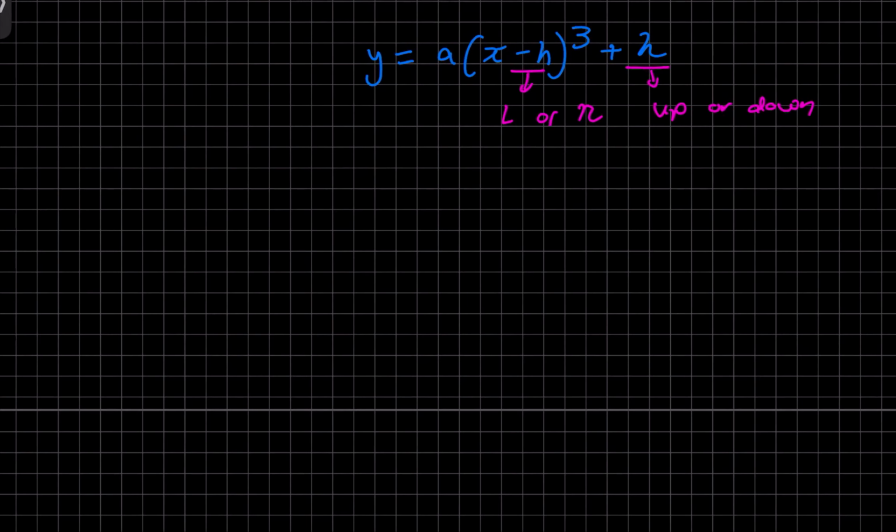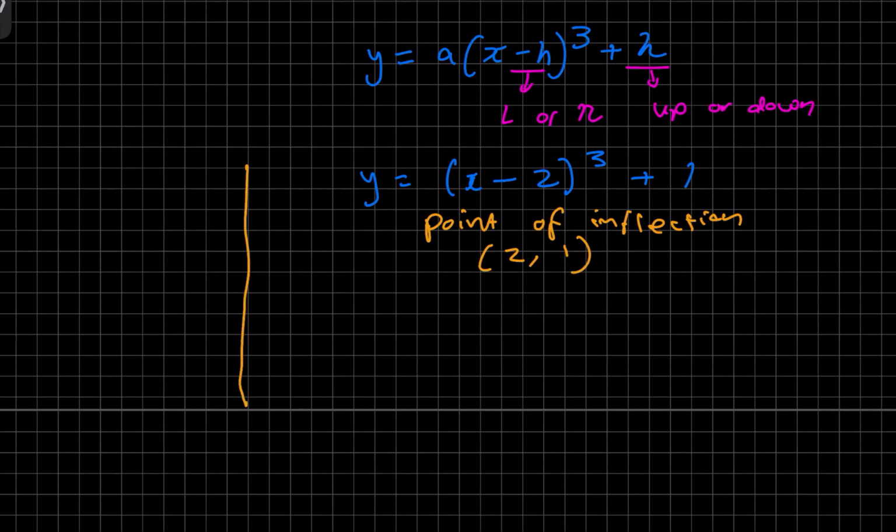So for example, if we have a graph of y equals x minus 2 to the power of 3 plus 1, our point of inflection will be at 2, 1. If we were to graph this over here, taking note of the coordinates of our point of inflection at 2, 1, so that's over here, we will get an upward sloping graph with its point of inflection at 2, 1.